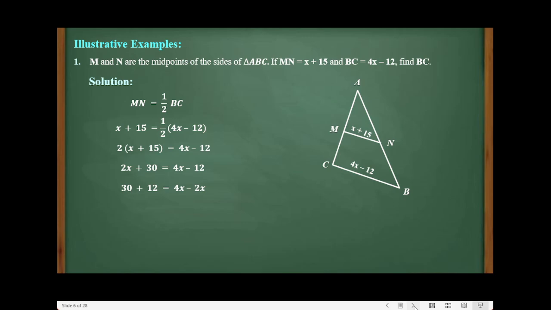Or better yet, on the left side, dito natin ilalagay yung constant term para ma-maintain yung positive value nila. And on the right side, dito natin ililipat yung 2x para maging minus 2x. So, the resulting equation is 30 plus 12 equals 4x minus 2x.